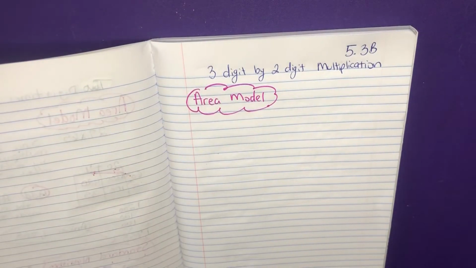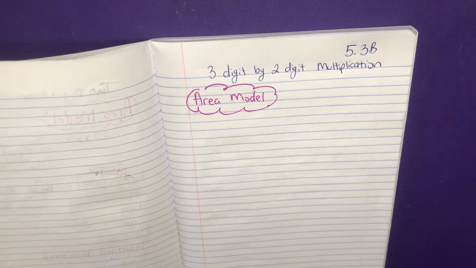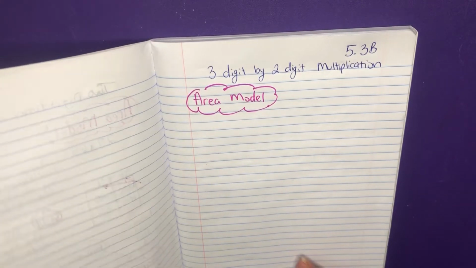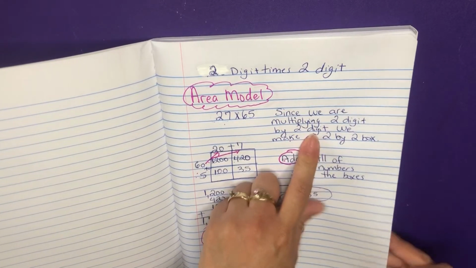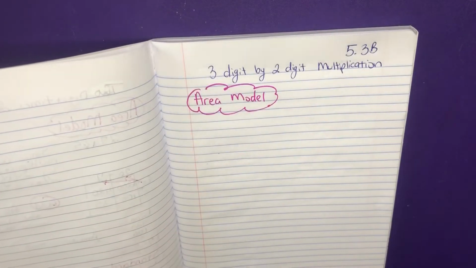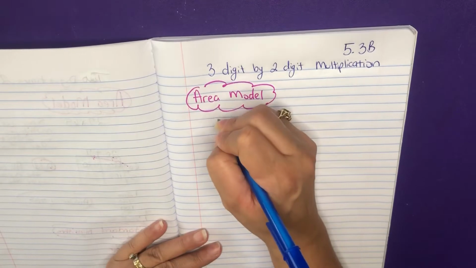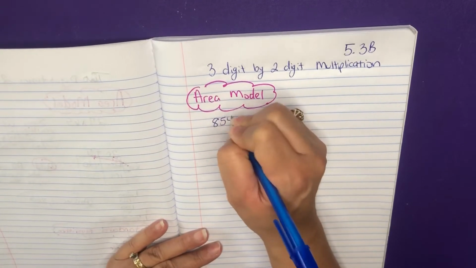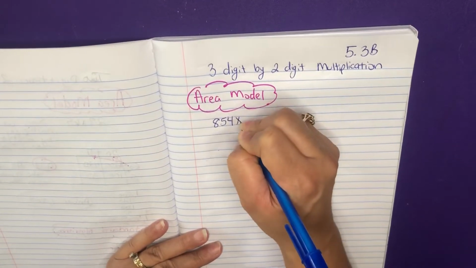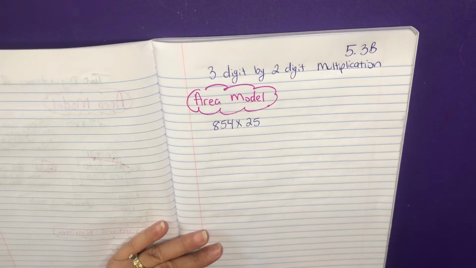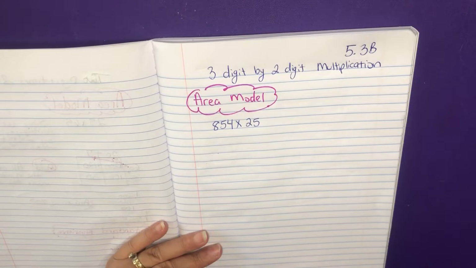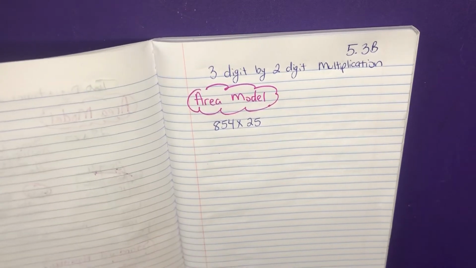Okay, so in the area model, just like we did yesterday for the 2 by 2 digit, we're going to have to draw a box. I'm not going to write the instructions since we already reviewed that yesterday. So our multiplication problem will be 854 times 25. 854 times 25. So we're going to have to draw the box.